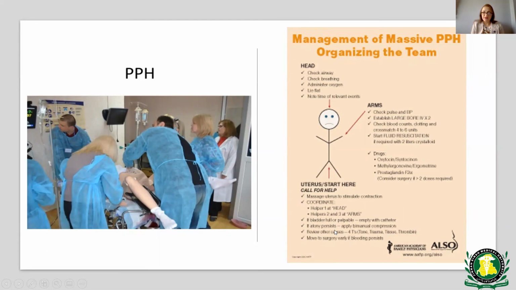If atony persists, apply bimanual compression. We will talk about how bimanual compression is done, with one fist inside the vagina and one hand on top of the belly. Review other causes, the 4Ts: the tone, the tissue, the trauma, and the thrombin. And move to surgery fast if the bleeding persists. It's your call basically if you're at the bottom end of the patient; the sooner you move to the OR, the better it is for the patient and for the outcome.